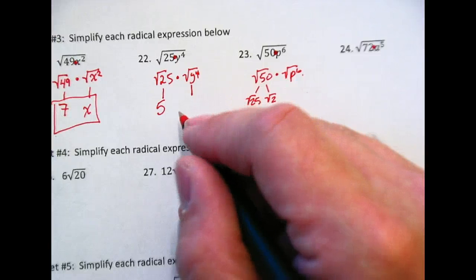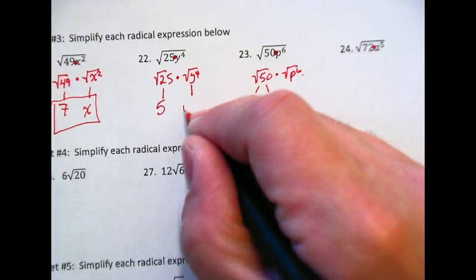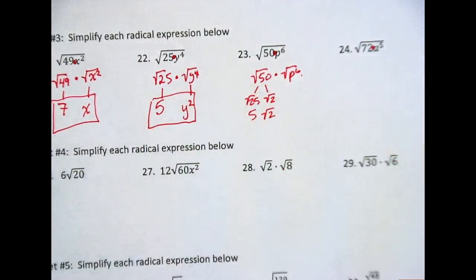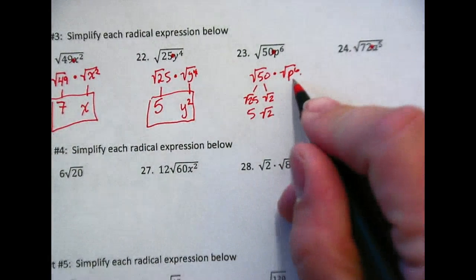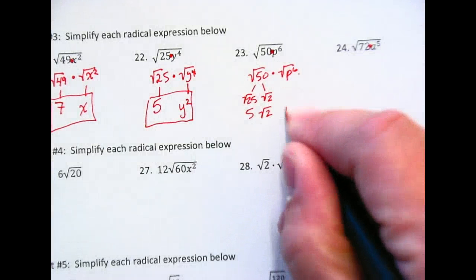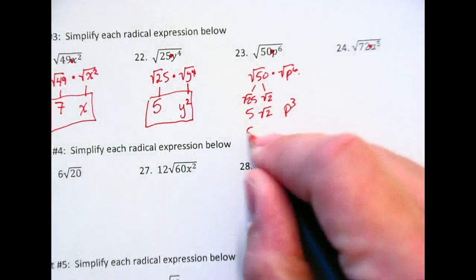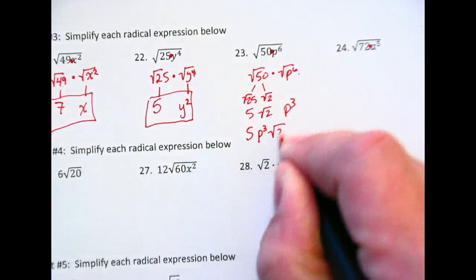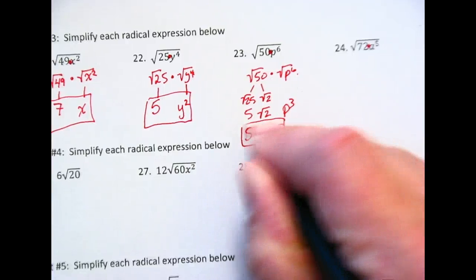Okay, what is it? Y to the second. You just cut the power in half. P to the sixth is? P to the third. Okay? And we rewrite this one as 5p to the third root 2. Okay.